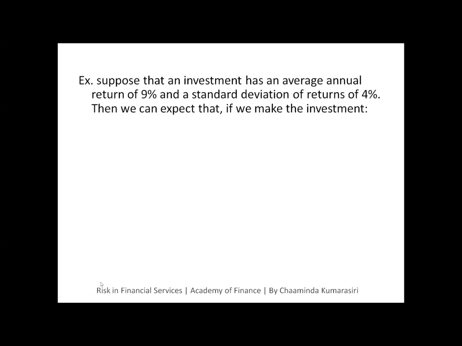So here's an example. An investment has an average annual return of 9% and a standard deviation of 4%. So what you can expect if you make an investment in the same instrument or a similar instrument is that there's a chance of 2/3 that the annual return will be between 5 and 13. So how did we get it? How did we get it?